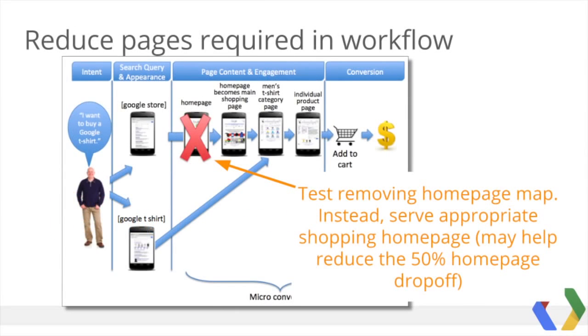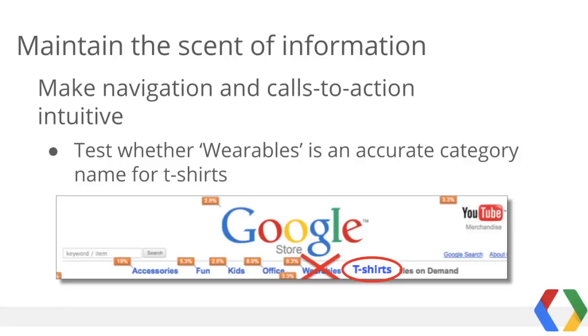With the first action, reducing the number of pages required in the workflow, I can test removing the homepage region selection and displaying, based on the user, the appropriate main shopping page. This may also help reduce the over 50% homepage drop-off we saw earlier. We just need to make sure to provide that tourist experience. To maintain information scent, we'll strive to make the navigation and the calls to action intuitive. Remember the questions we asked while researching the mobile user's intent? Now it's time to test those ideas.